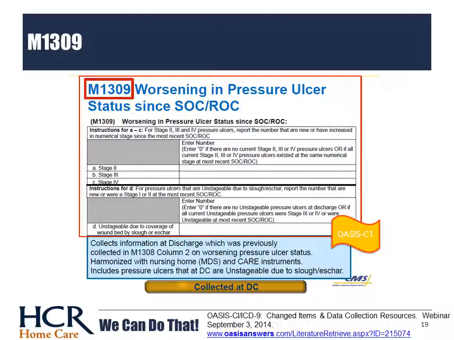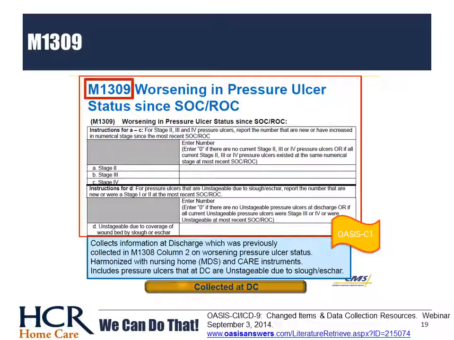Now, by OASIS definition, a worsening pressure ulcer is a pressure ulcer that has increased in numerical stage. And that's very important. Remember, we do not reverse stage pressure ulcers. So a pressure ulcer can only advance stage. It can only go from a 2 to a 3 or a 2 to a 4. It can only increase in numerical stage. It cannot be reverse staged.